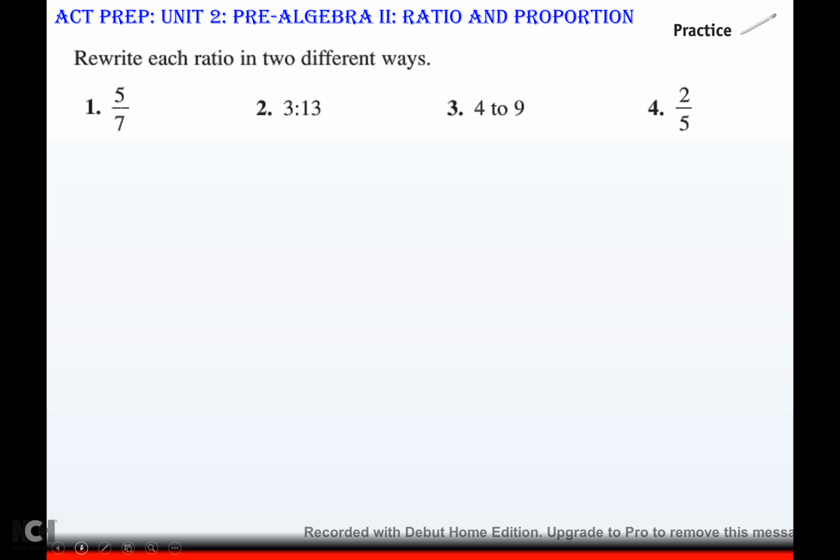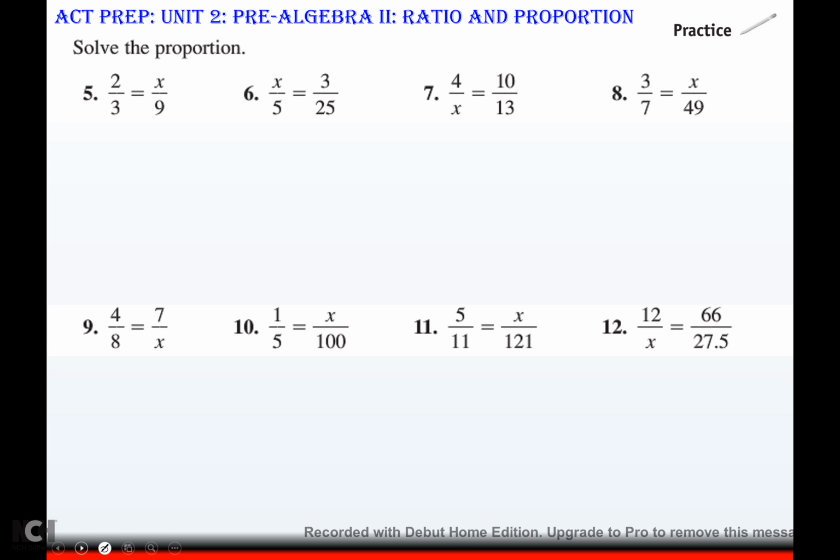Alright, this one says rewrite each ratio in 2 ways. Well, this one is the fraction, so I can write it as 5 in words, and I can write it with the colon. This one gives me the colon, so I can write that as 3 to 13 and as a fraction. This one, they gave me words. I can write it with a colon, or I can write it as a fraction. This is like the first one. They gave me a fraction. I can write it in words, or I can write it as a colon. Okay.